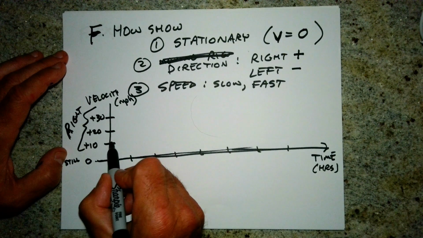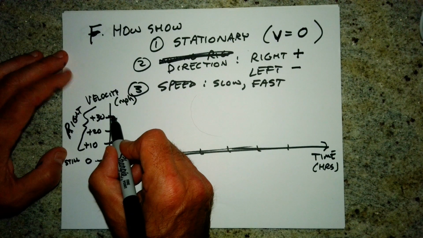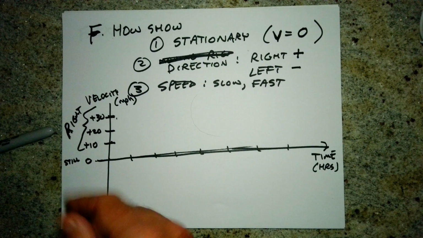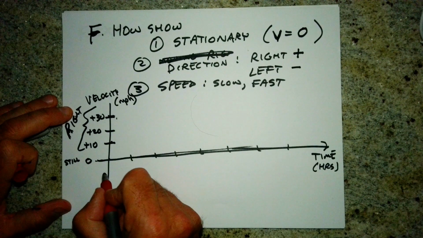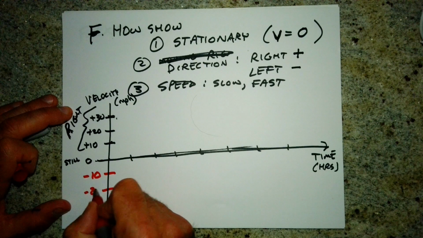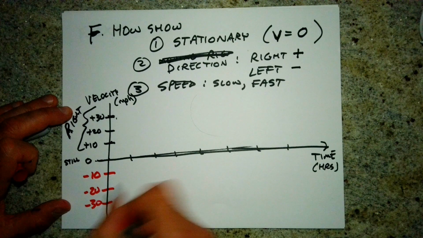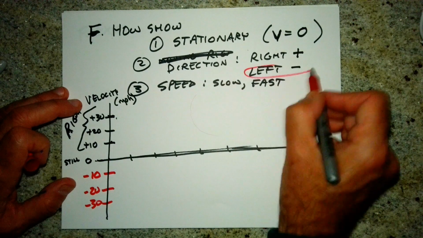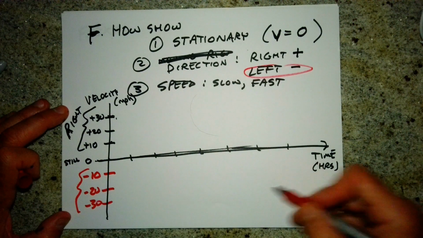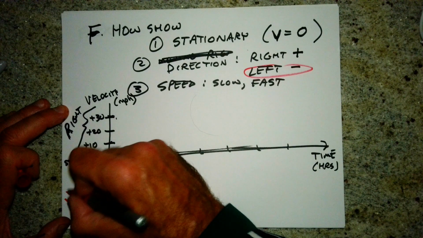This would be moving right at 10 miles per hour, that would be moving right at 30 miles per hour. Okay? All right? And then down here, we'll make negative numbers red so they stand out. Just like any graph, that'd be negative 10, negative 20, negative 30. So how are we going to show left? The negative numbers. So anytime part of the graph is down here, it means the car is moving left.